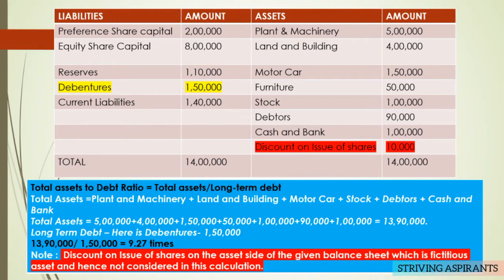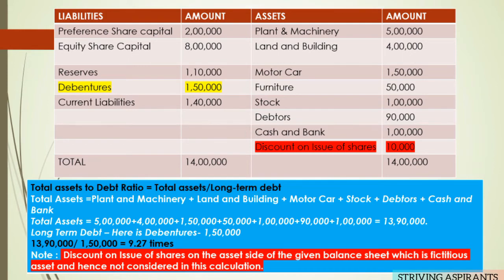Now long-term debt. Here the long-term debt is debentures and the amount is 1,50,000. Now total assets to debt ratio equals 13,90,000 divided by 1,50,000. That will give 9.27, and that is the total assets to debt ratio. Here we can see the total assets amount is 13,90,000 and the long-term debt amount is 1,50,000. So we are in a situation to cover the long-term debt with the available assets.